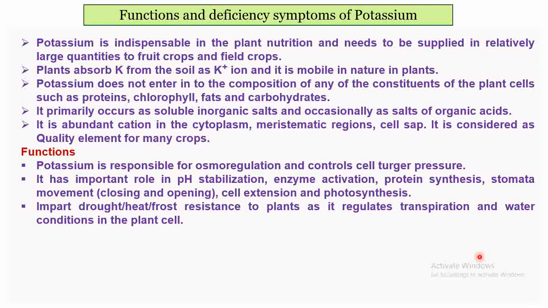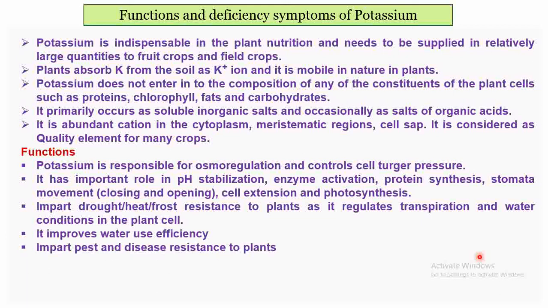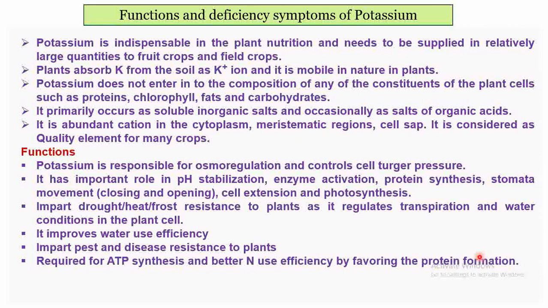Imparts drought, heat or frost resistance to plant as it regulates transpiration and water condition in the plant cell. You know well the role of potassium during the transpiration process. It improves water use efficiency. It imparts pest and disease resistance to plant. Potassium is required for ATP synthesis and better nitrogen use efficiency by favoring protein formation.